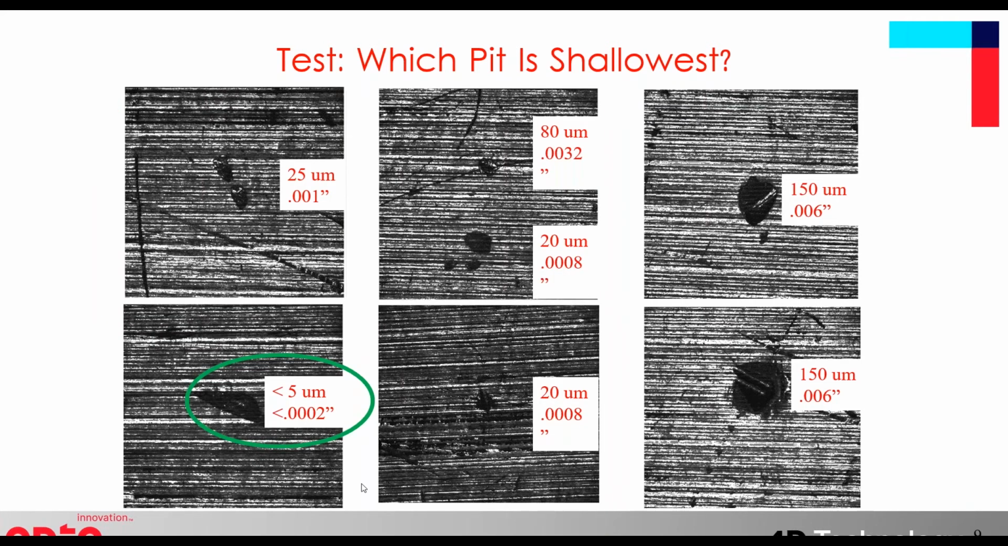And you might not have guessed that it's the one in the lower left. It's actually one of the larger pits. These are all at the same magnification, but it's a very shallow pit. And one of the deepest pits is actually the smallest one in the upper center. So again, visual inspection just is insufficient at estimating things like depths, and even widths are difficult.